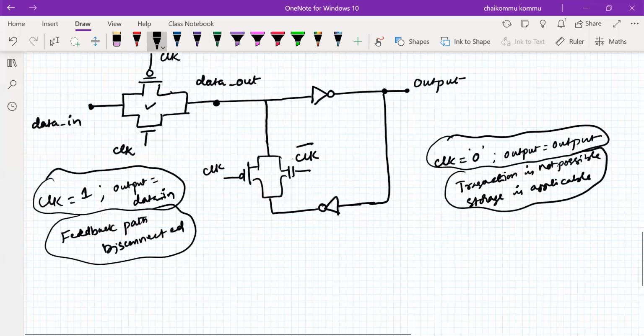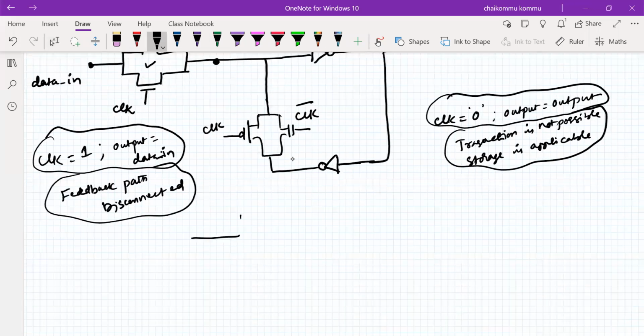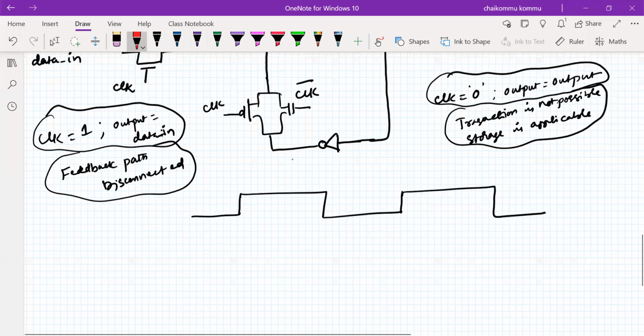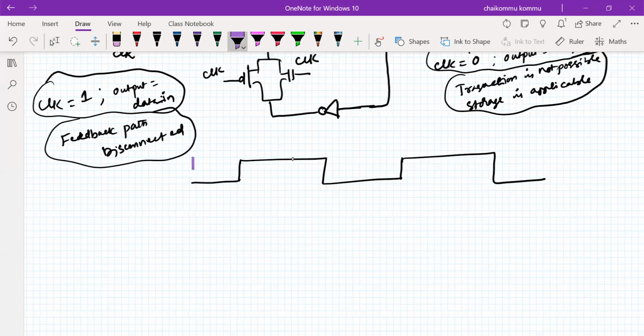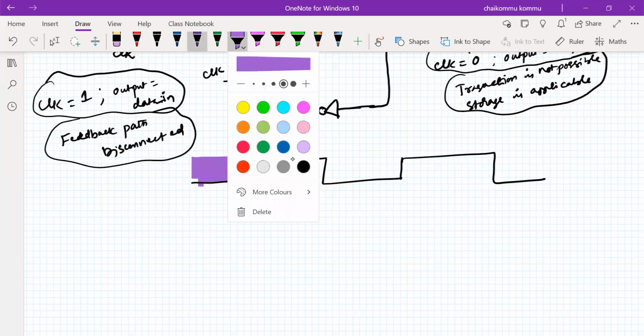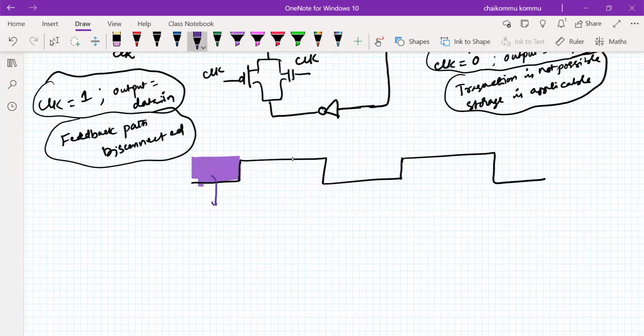So therefore, what we are saying is that whenever we have a clock like this, during this time, what is happening here? During this time, storage. What about this one? What about this duration?